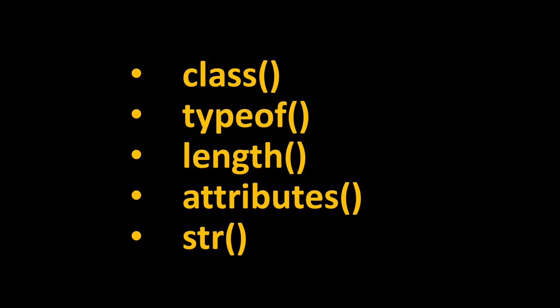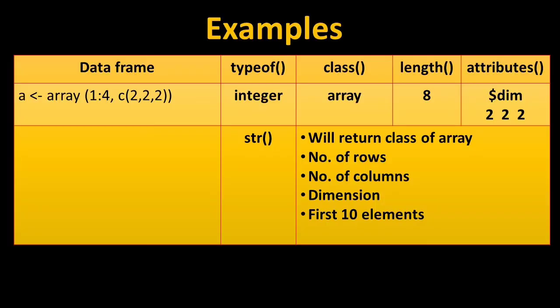So with an example, I'll explain all these 5 functions to know the characteristics of any array. Suppose we have created an array A with the array function having certain elements inside it. So the typeof A would be integer, class will return us array, length will give us 8 as there are 8 elements in the array, and attributes will tell us the dimensions of the array, that means it has 2 rows, 2 columns, and 2 matrices. The structure function for A will return the class of the array, number of rows in the array, number of columns in the array, dimensions of rows and columns, and the first 10 elements by default.